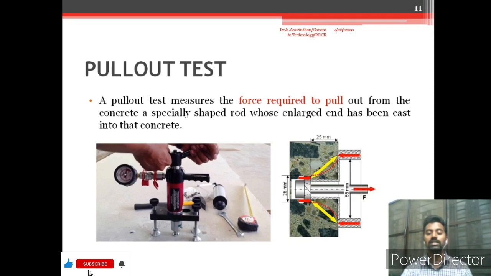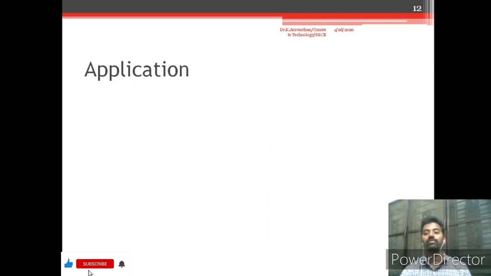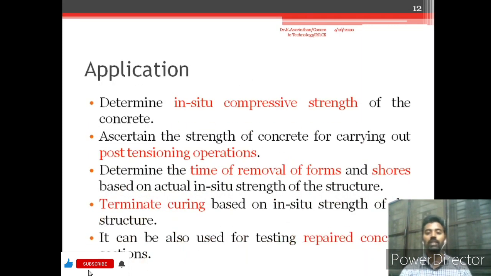The dimensions are here. A 25 mm disc is inserted to a depth of 25 mm from the surface, and the amount of force required to take the disc off the surface is measured. And the application is to determine the in situ compressive strength of a concrete.